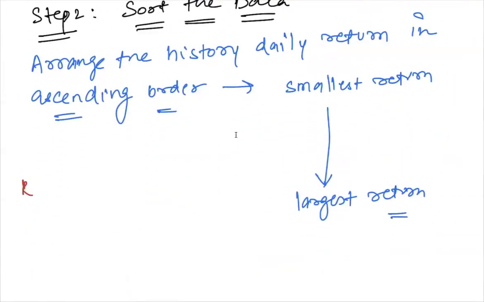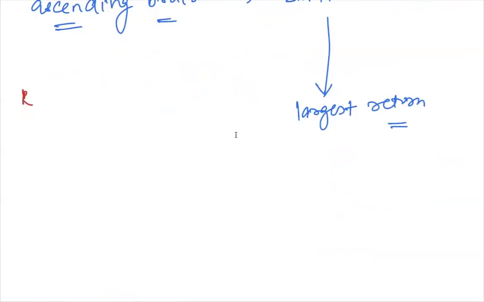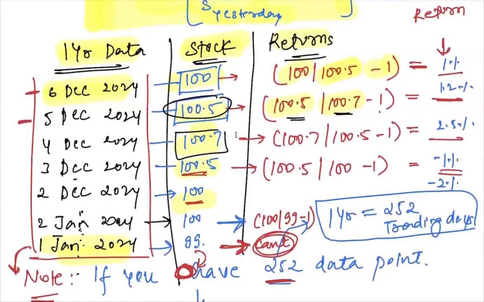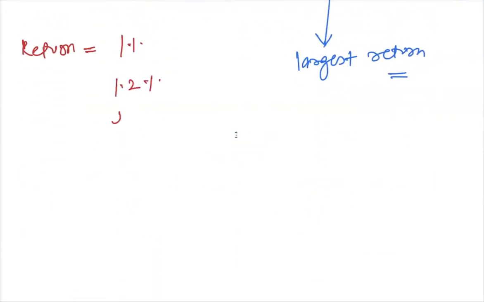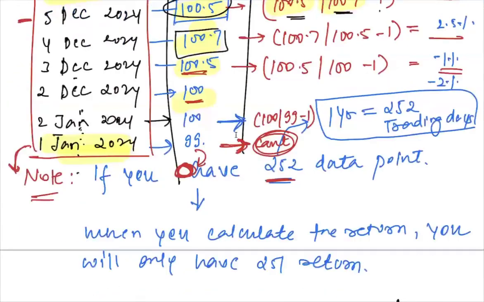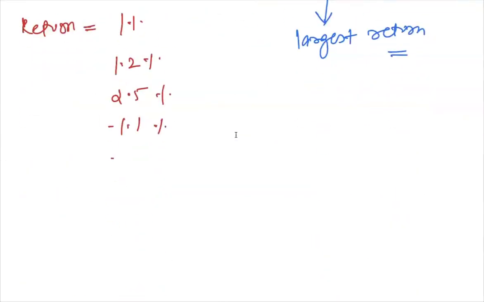So we have gotten the returns. Okay, return series, we have gotten the returns, which is how much? 1%, right? Then we have 1.2%, 2.5%, negative 1.1%, negative 2%, and so on. We have this return. So what you'll do, you'll arrange this in ascending order, which basically means from the worst loss to the best profit, right?